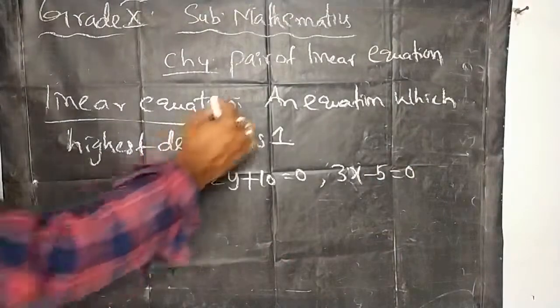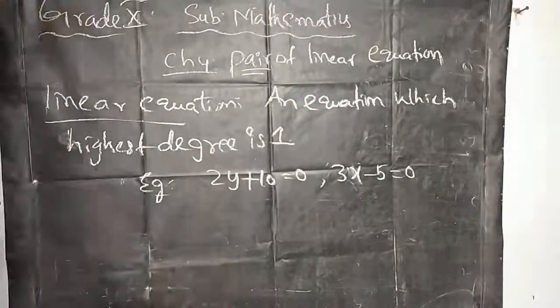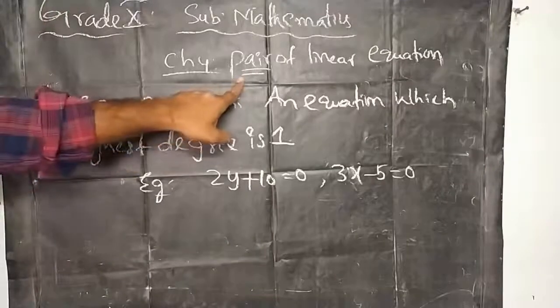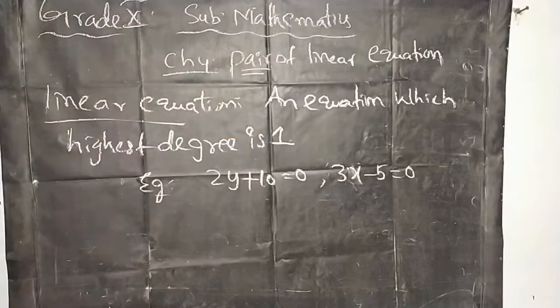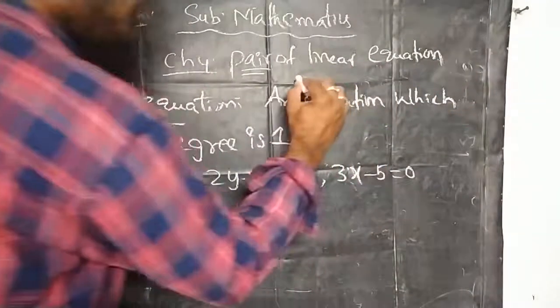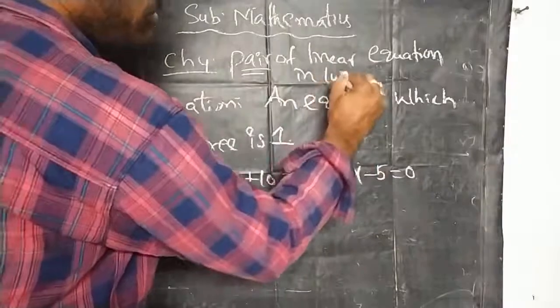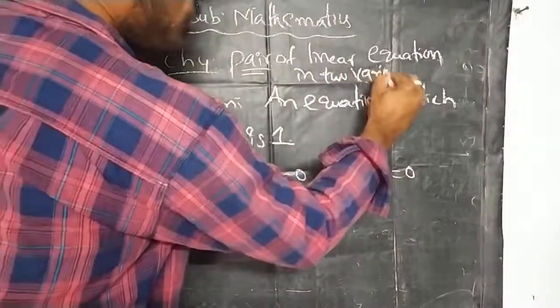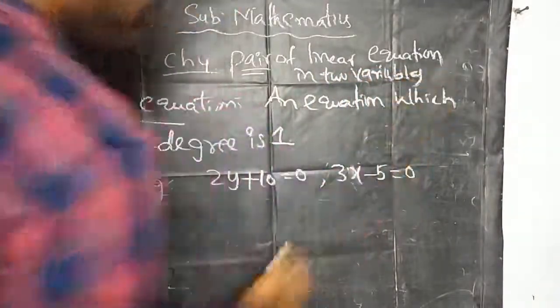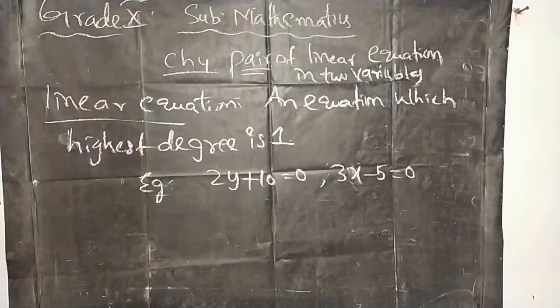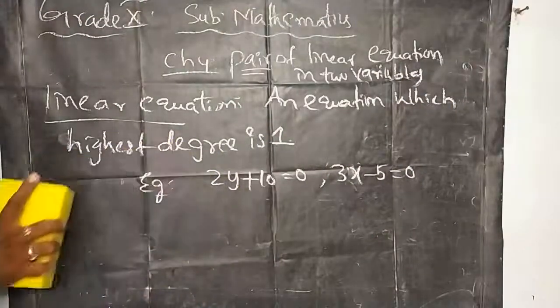But our chapter is pair. Pair of linear equations means we are having two variables. Why? Because we need to take two linear equations. So first, pair of linear equations in two variables. It's not in one variable. In this chapter, we are going to learn about two variables. So let us see that. So this is about the linear equation.